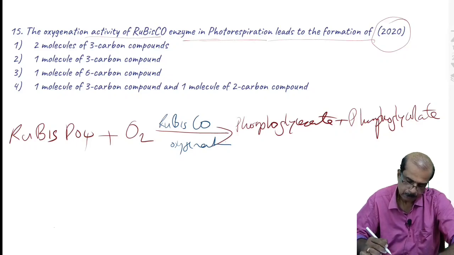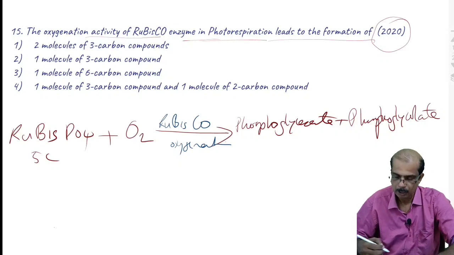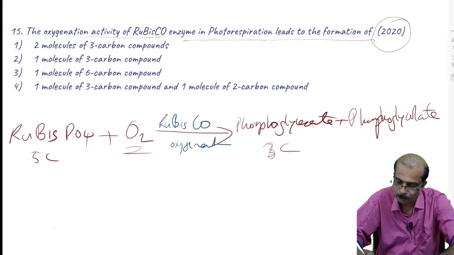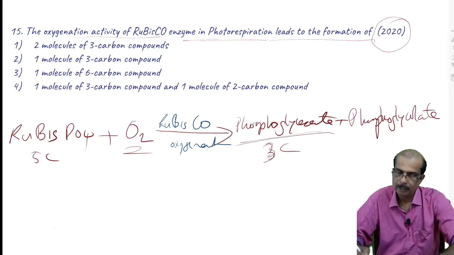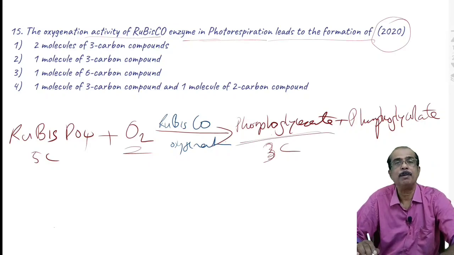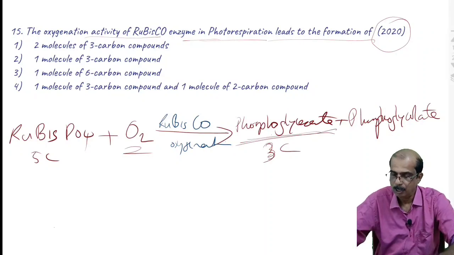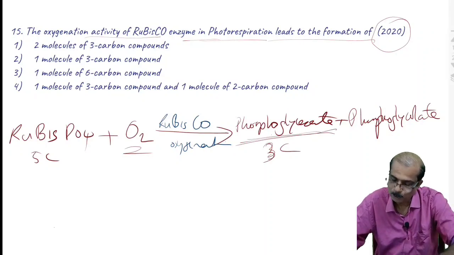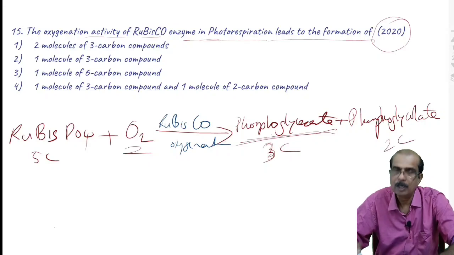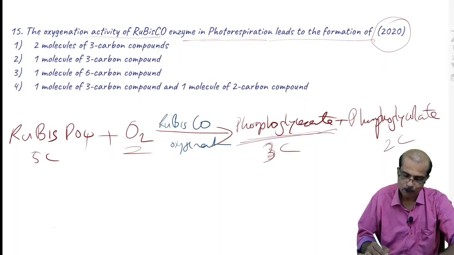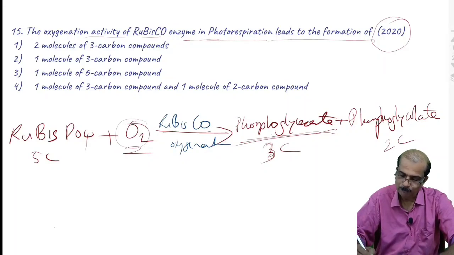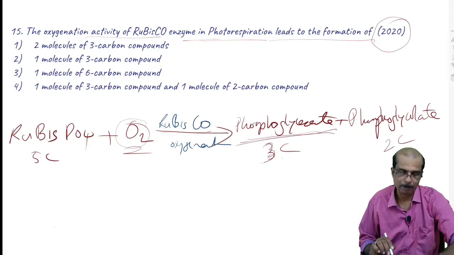Ribulose bisphosphate is a 5-carbon compound. Oxygen has no carbon. Phosphoglycerate is a 3-carbon compound. We know that in C3 plants, this is the first stable compound. The cycle is called C3 because phosphoglycerate is a 3-carbon compound. The remaining 2 carbons are there, so phosphoglycolate is a 2-carbon compound. When Rubisco combines with oxygen, we get 1 molecule of 3-carbon compound and 1 molecule of 2-carbon compound.